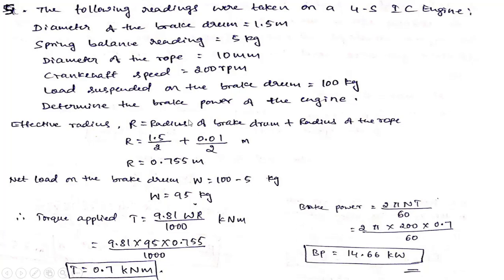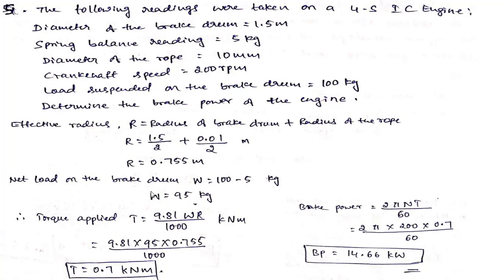So this kind of problem, where they give two terms to calculate the radius, as well as two terms to calculate the net load acting on the brake drum, please be careful when doing the calculation. If you miss the diameter of the rope, you may get a different value for the radius. And if you simply miss the spring balance reading and substitute only the 100 kg for load, then definitely your answer will change completely. That will be the wrong answer. Please don't do that. Go through the data they have given once, then you can substitute what is required in the formula.